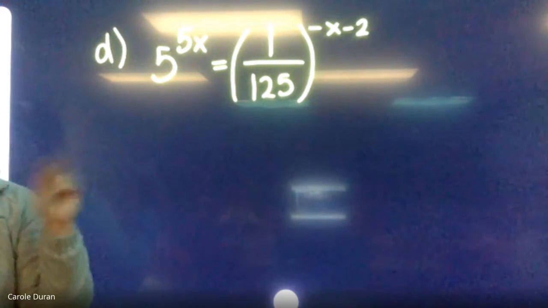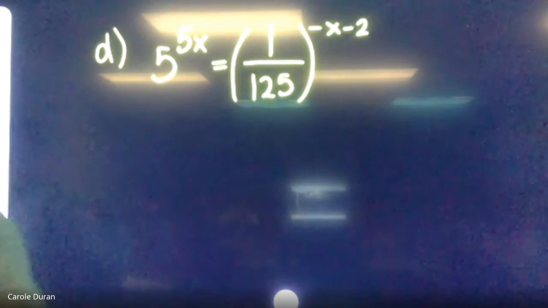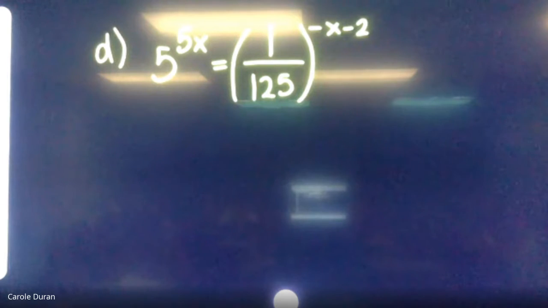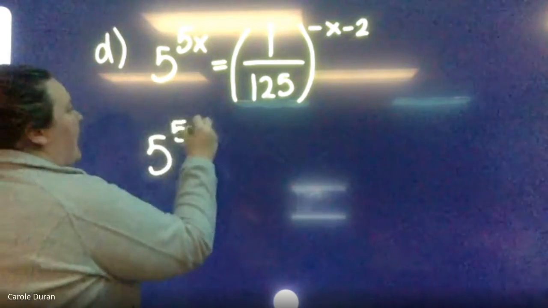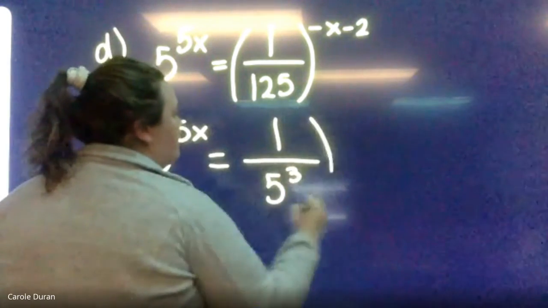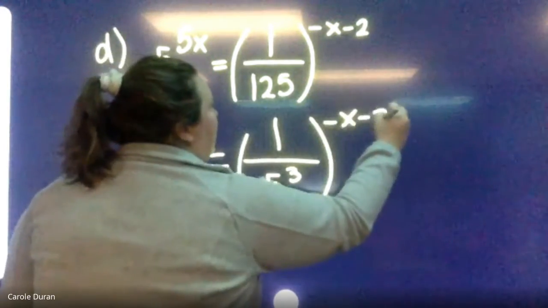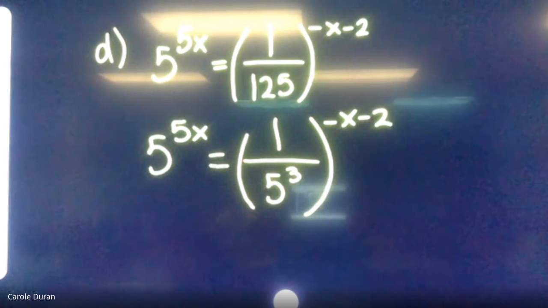I heard 2 answers. 3. 5 times 5 is 25. 25 times 5 is 125. Think about quarters. 5 quarters equals $1.25. So that means that this is the same as 5 to the 5x equals 1 over 5 cubed to the negative x minus 2 power. Are we all okay with that? I don't like it. You don't have to like it, but are we all okay with it?